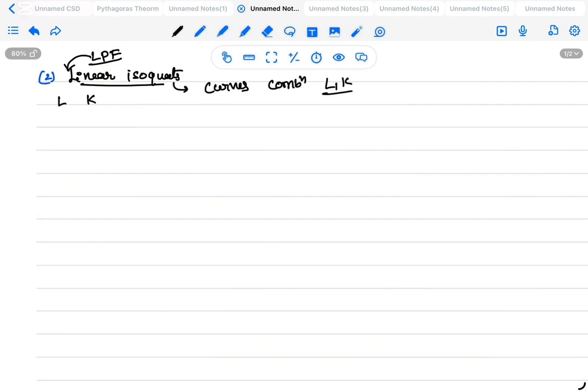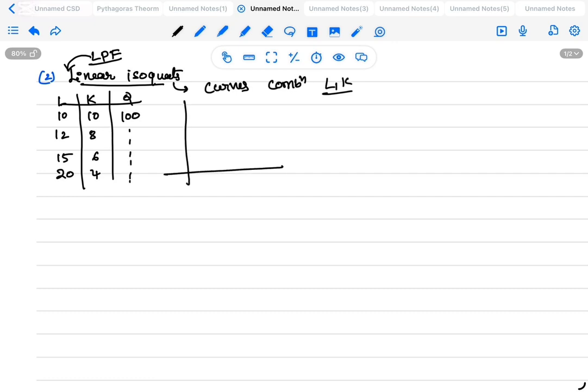For example, L and K with different values: 10 and 10, 12 and 8, 15 and 6, 20 and 4. The output Q is still constant, the same value, 100, 100, like this. If we draw each point representing L and K, the isoquants look like this for different production functions. These isoquants are linear isoquants. Isoquants are just curves.